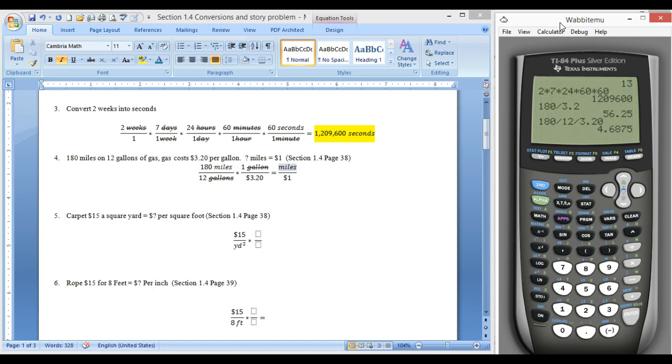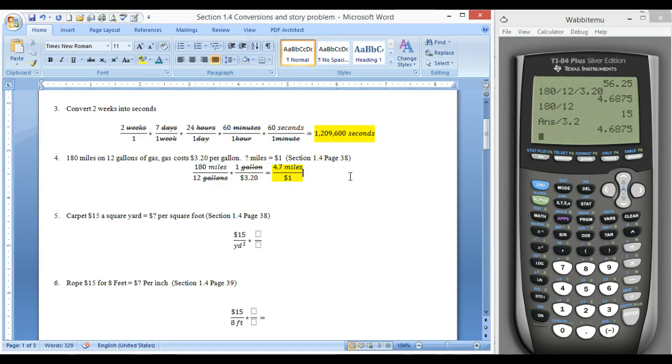There we go. Now some of you are thinking, wait, she did a bunch of divides all at once. Because of the order of operations, my calculator knows that I can just go ahead and keep dividing. If you're not comfortable with that, you can say 180 divided by 12, and then divide that by 3.2, but you'll still get the same answer of 4.6875 either way, because of the order of operations. So now I'm going to round it to 4.7 miles per dollar. And I'm going to highlight that as my answer so that we know that was the answer.